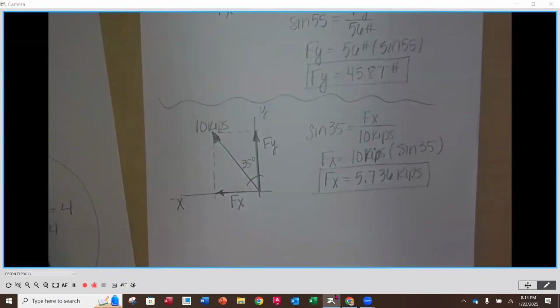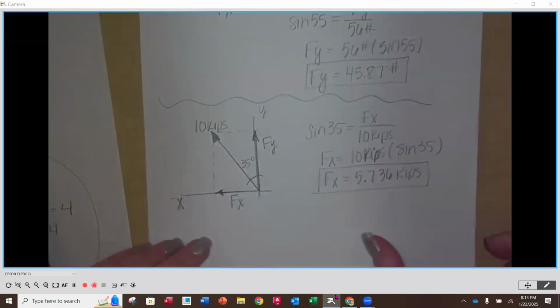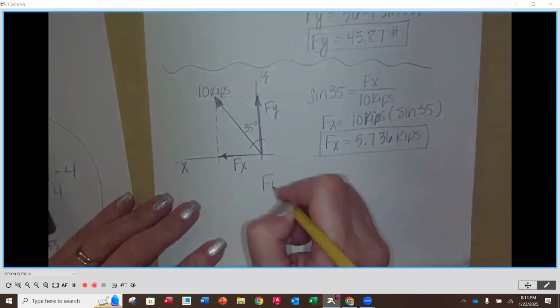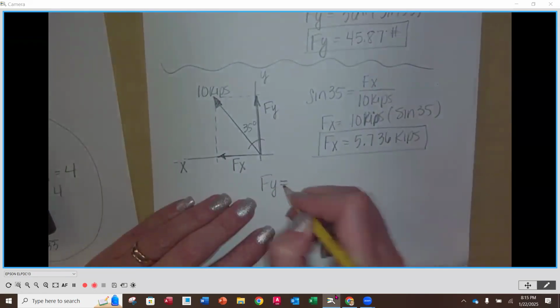Good. Let's do FY. I'm going to let you do FY. So go ahead and solve for FY. And I'll do it on the side here and we can compare when you get done.